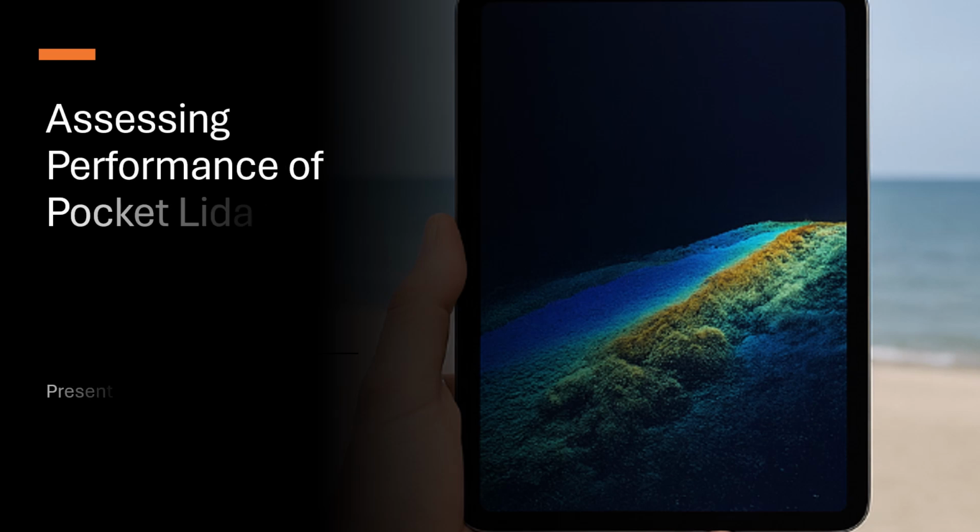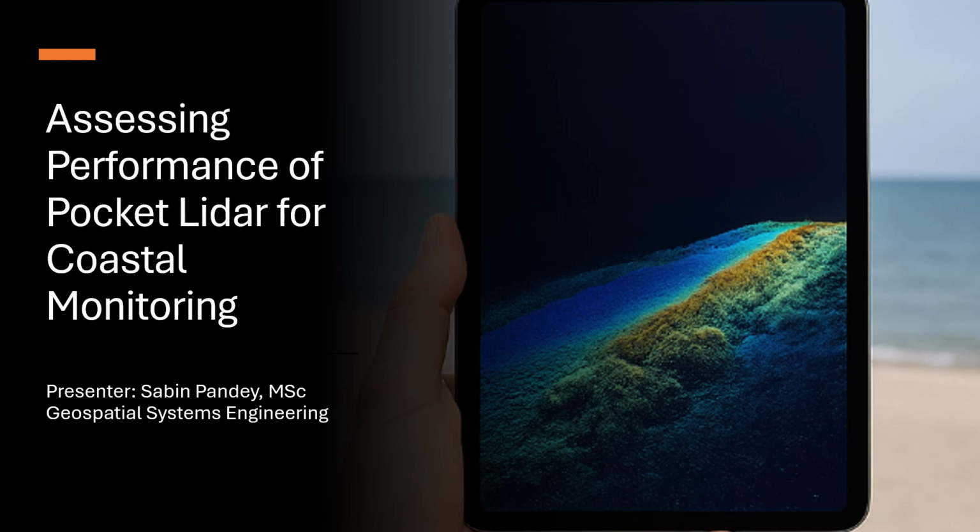Hello everyone, this is Sabin and today I'm going to present about my project titled Assessing Performance of Pocket Lidar for Coastal Monitoring.